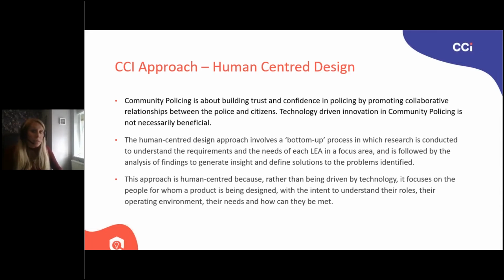In this sense, the human-centered design approach, unlike technology-driven innovation, involves a bottom-up process that aims to understand the operating environment of end users, their needs, their circumstances, their role, and work with end users throughout the whole process in order to identify problems, define solutions, and develop tools. So the end users are at the core of the human-centered design approach.